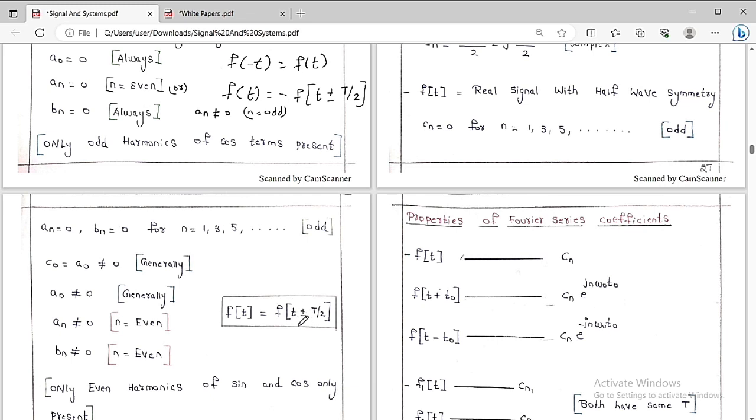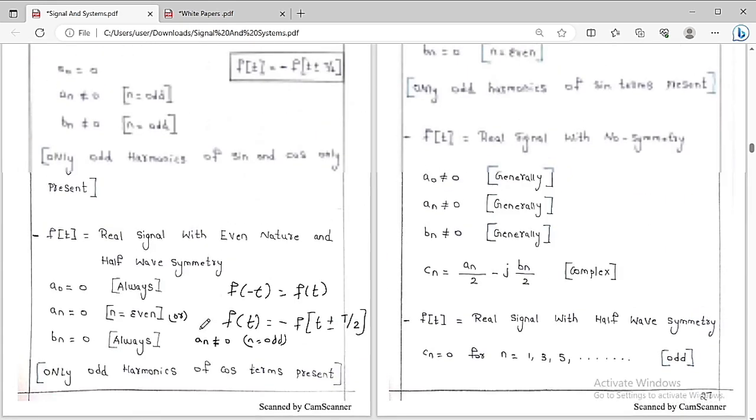So suppose some signal is f of t. If you delay or advance it by t by 2, without flipping, and that signal is the same as the original signal, then this is one more symmetry. Then what is going to happen? Here Cn is equal to 0 for all the odd values of n, which is n is equal to 1, 3, 5, and so on.